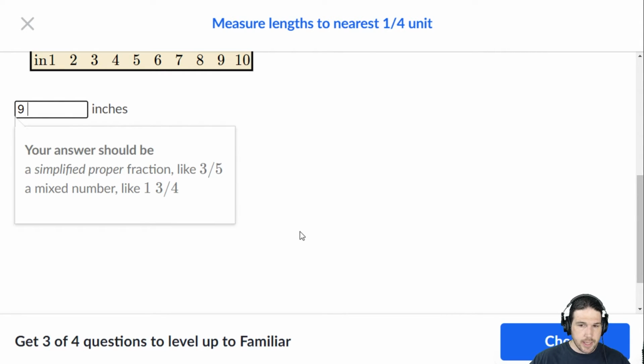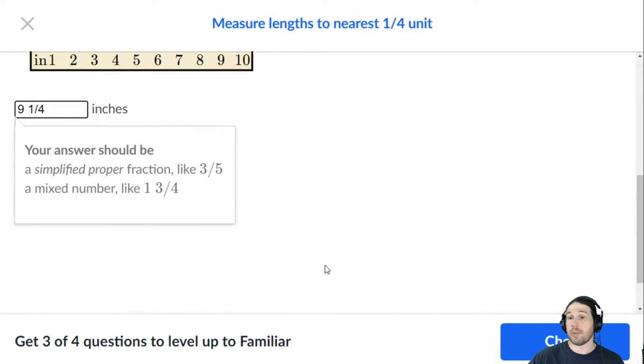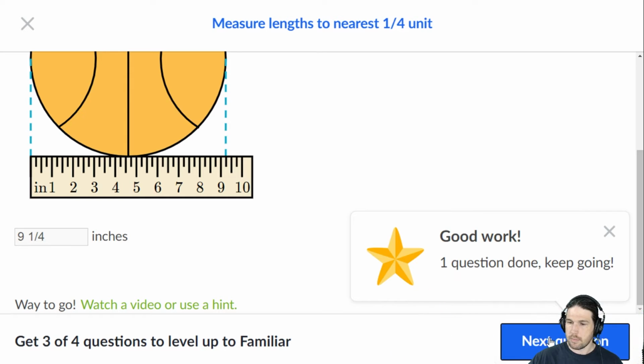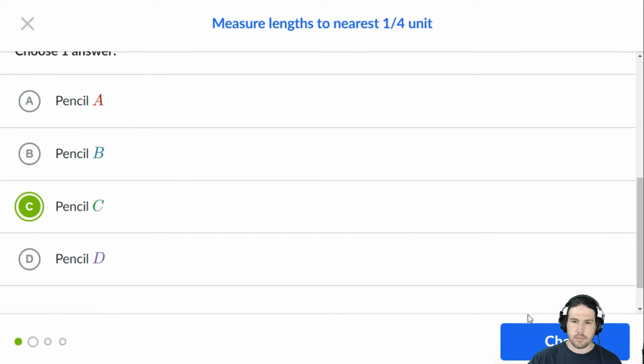You could say 9 space 1/4. That's fine, or you could convert it. If you count every single fourth, that would work as well. You would get 37 over 4, which would also be a correct answer. 3 and 1/4 inches. That looks like the green one to me.